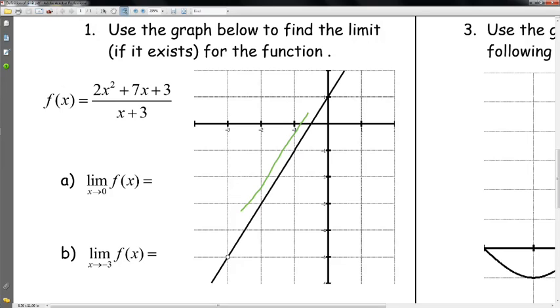So I want to look from the left-hand side, and I want to look from the right-hand side. And am I approaching the same y coordinate? So the x coordinate is 0. And so my y coordinate, I want to see, does it approach the same value, which is, in this case, 1. And so my limit of f of x as x approaches 0 is equal to 1, and that's all we have to write.